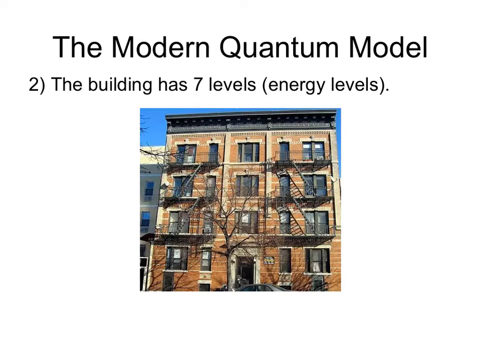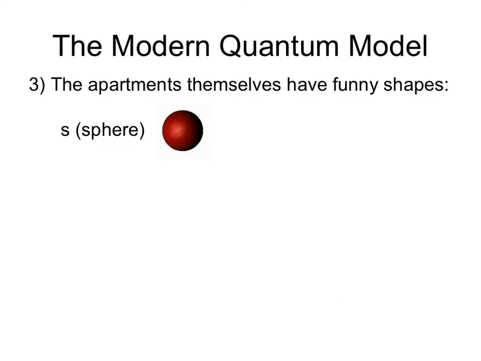All right, and then the apartments within each level, aka your sublevels, have different shapes, and that's how you can tell the apartments apart. Okay, so then what we've identified as the S level is considered a spherical shape. Okay, P levels have this kind of a dumbbell shape around the little gray thing in the center here, which is your nucleus.